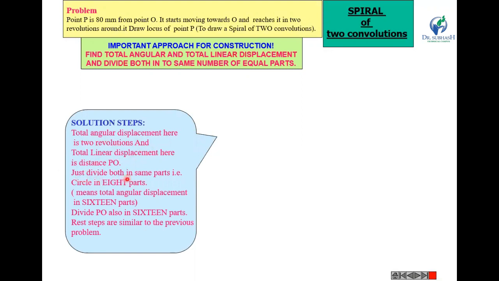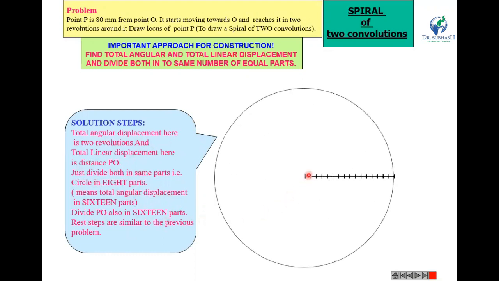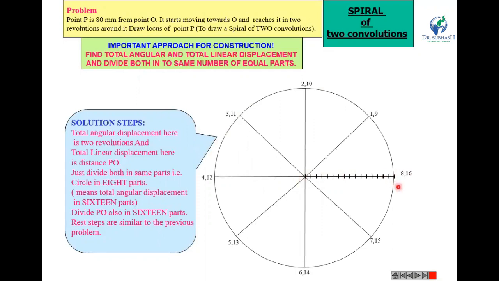Okay, so just divide both in same parts, that is the circle in 8 parts. Here we are dividing the circle into the 8 parts. Okay, so that means the total angular displacement in 16 parts. So divide PO also in 16 parts. Okay, so first of all we have to draw a circle. Okay, now divide this circle into the 8 divisions, right? And this radius is equal to 80 mm. Okay, so point 1, 2, 3, 4, 5, 6, 7, and 8.